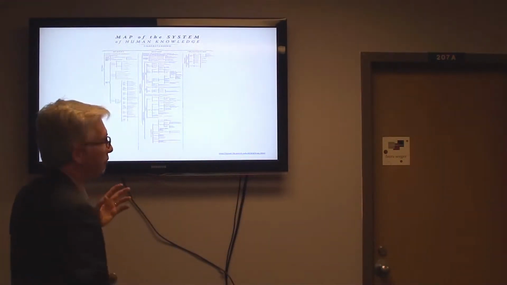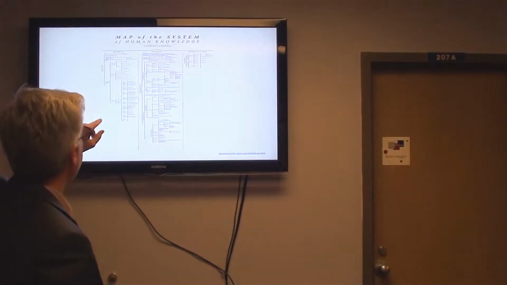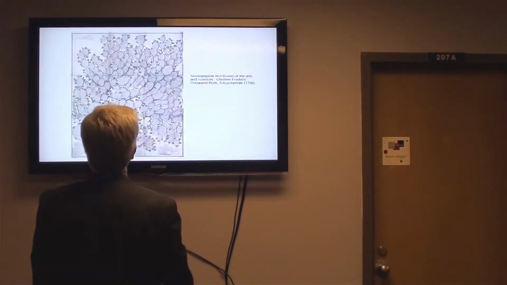I'm really struck by the fact that Diderot and D'Alembert referred to this as the map of the system of human knowledge. And maybe what they were doing is expanding the idea of what we mean by a map to mean not simply the representation of some physical space, but maybe even the representation of a much more abstract kind of space. It's really very interesting that they use the term map to describe this.